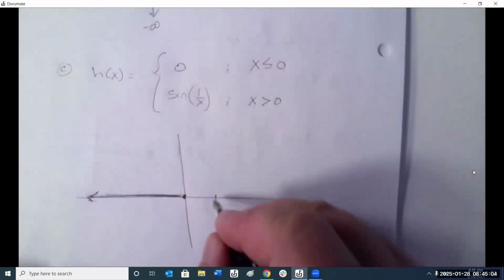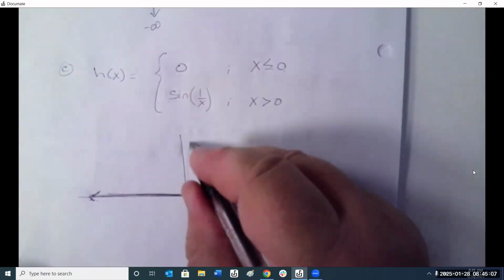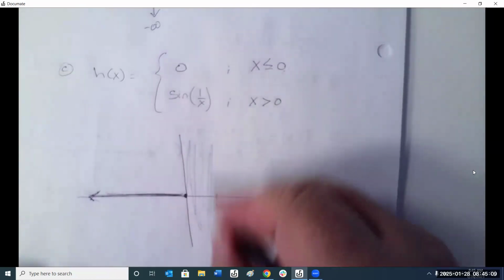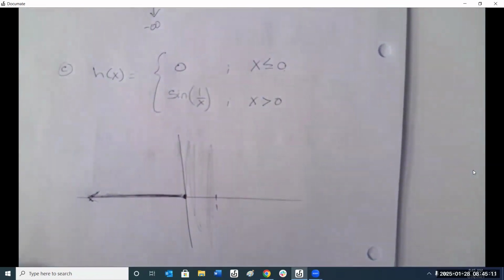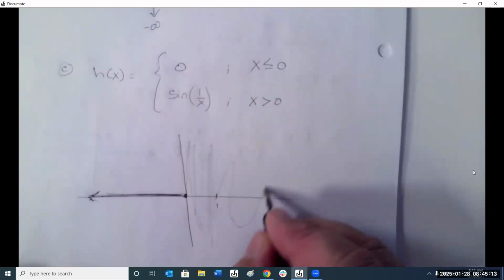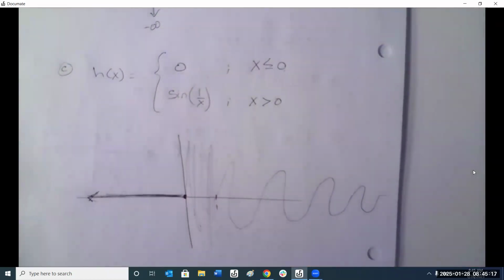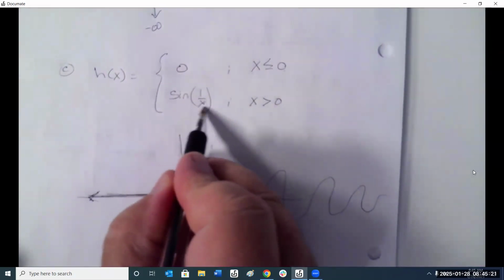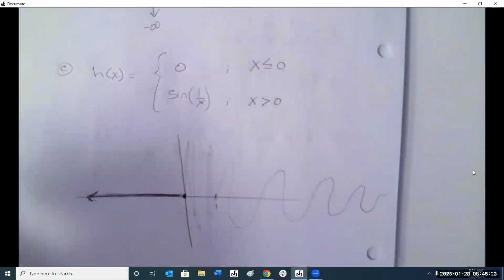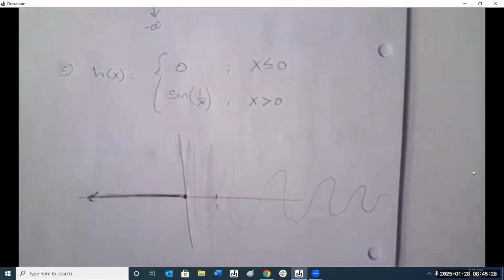So what happens here, between 0 and 1, this thing is very, very sporadic. And then after 1, it dampens out. Because as x gets larger, this becomes smaller. So the sine of a smaller number becomes even smaller and smaller. Because the angle gets a lot smaller.